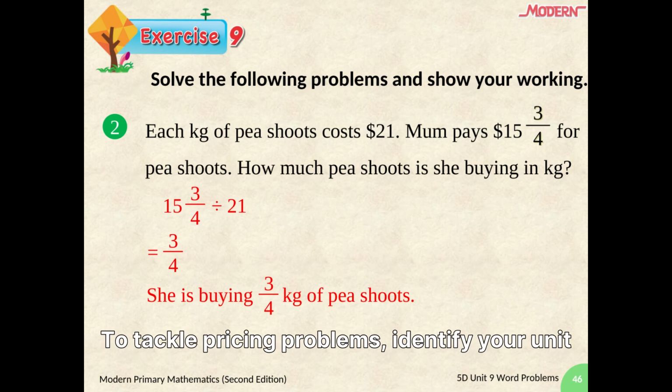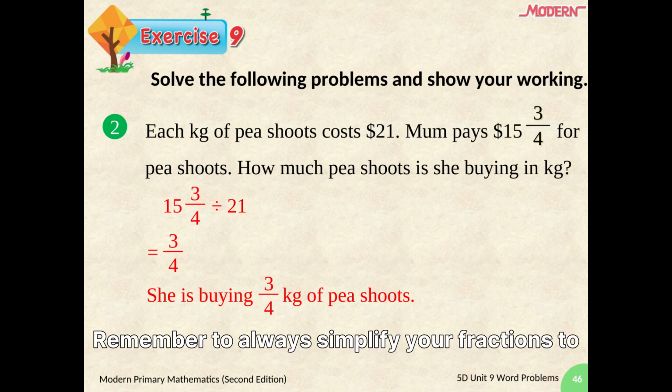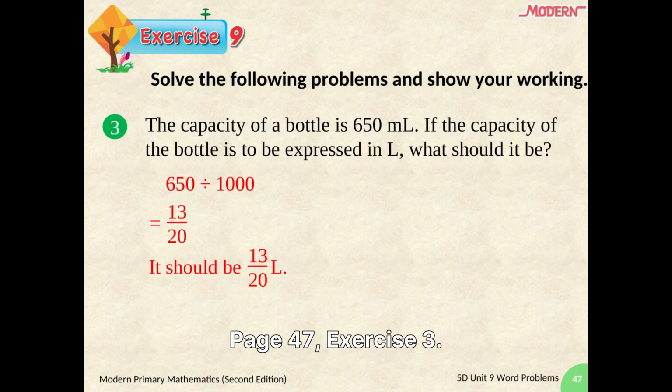To tackle pricing problems, identify your unit price first. That's your divisor. Your answer will be the weight or number of items. Clear and logical. Mom made a great choice. Pea shoots are delicious. Remember to always simplify your fractions to make the answer easy to read. Let's move on. Page 47, exercise 3.